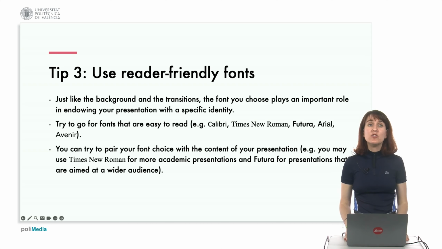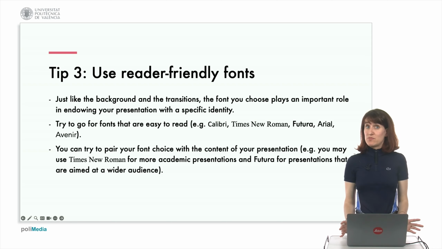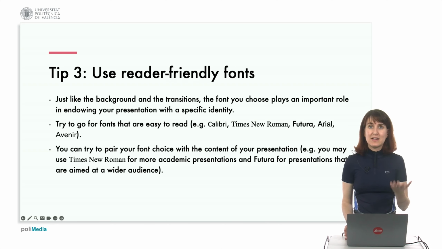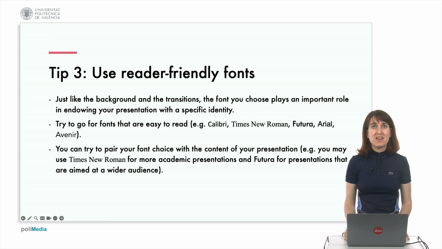For example, you may use Times New Roman for more academic presentations, or Futura, like I did, for presentations that are aimed at a wider audience. Bear in mind, the form goes hand in hand with the content. Slides, backgrounds, fonts are totally part of the form, which you can use to reinforce your content.